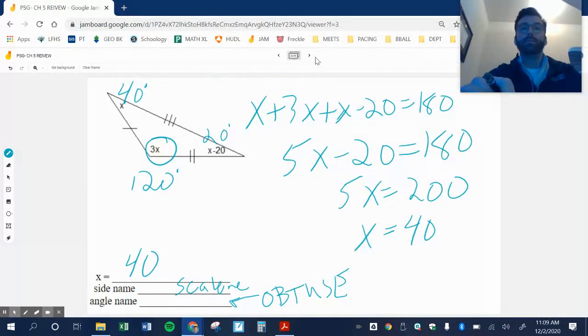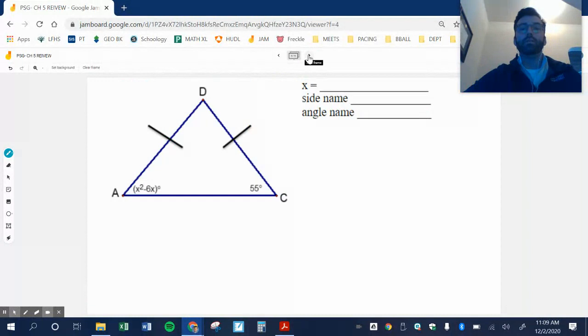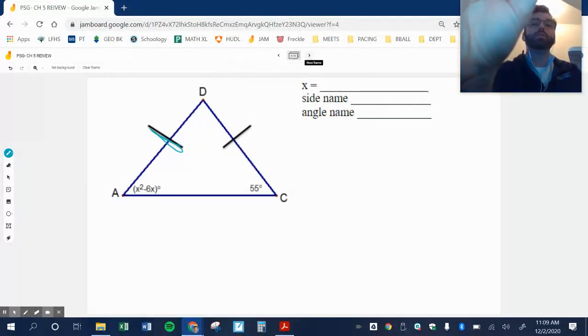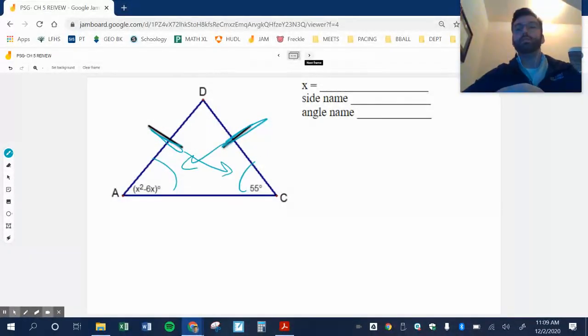Here we go. Last problem of this video. Let's solve for x, and then we're going to classify this triangle. This problem uses the base angle theorem. Okay, the base angle theorem. If you remember what that means is if I have two congruent sides like this, then the angles opposite them are also going to be congruent. Okay? If I have two congruent sides, the angles opposite of those sides will also be congruent.